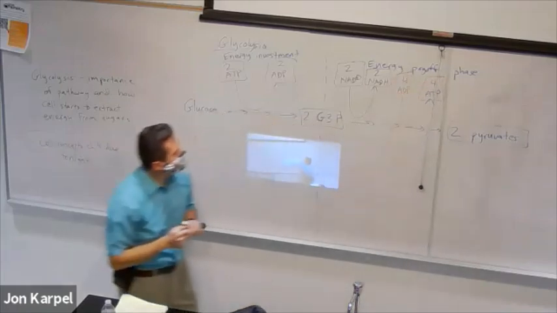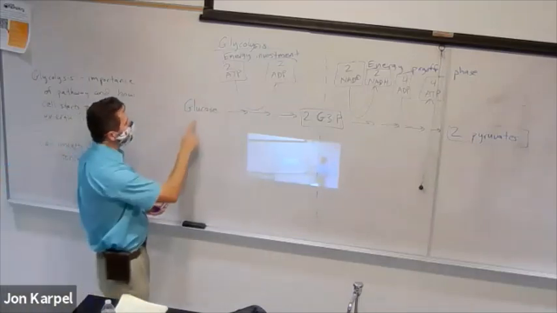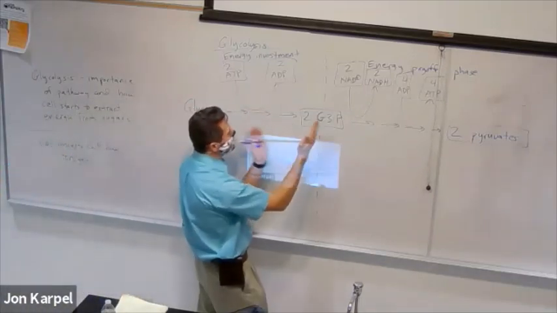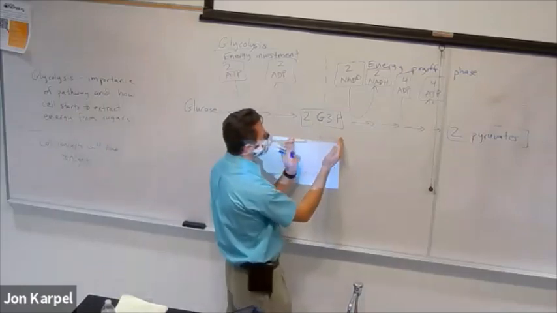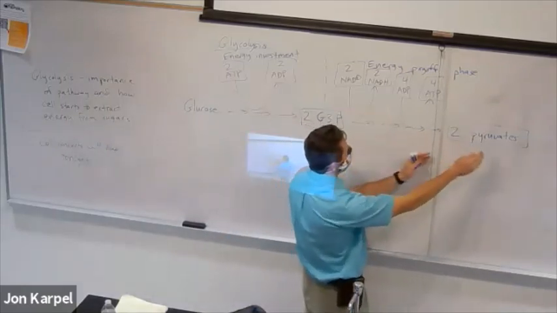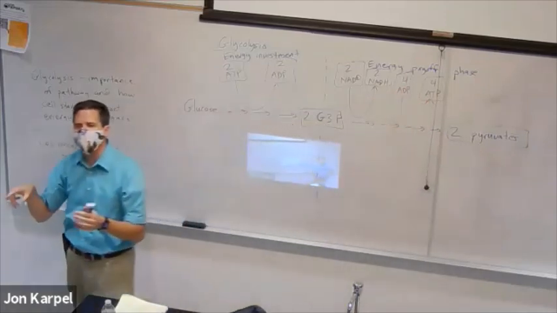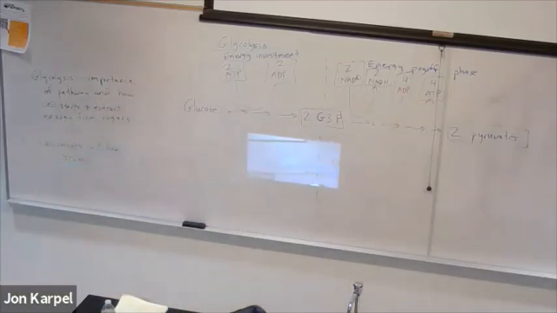That's going to be our payoff. So investment, we use a glucose, we put on a couple of phosphates. We actually end up with 2 sugars at this point. And then as they continue individually through the second phase, we start getting the payoff by making these energy-rich molecules. So we're making NADH and ATP.